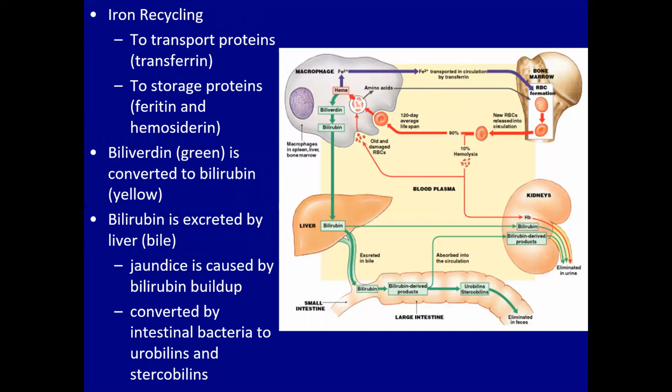So we've recycled the iron. I talked about the biliverdin and the bilirubin. All right. The urobilins and the stercobilins are actually made because you have intestinal bacteria that break down that bilirubin, and stercobilins and urobilins allow for the color and the aroma of feces.